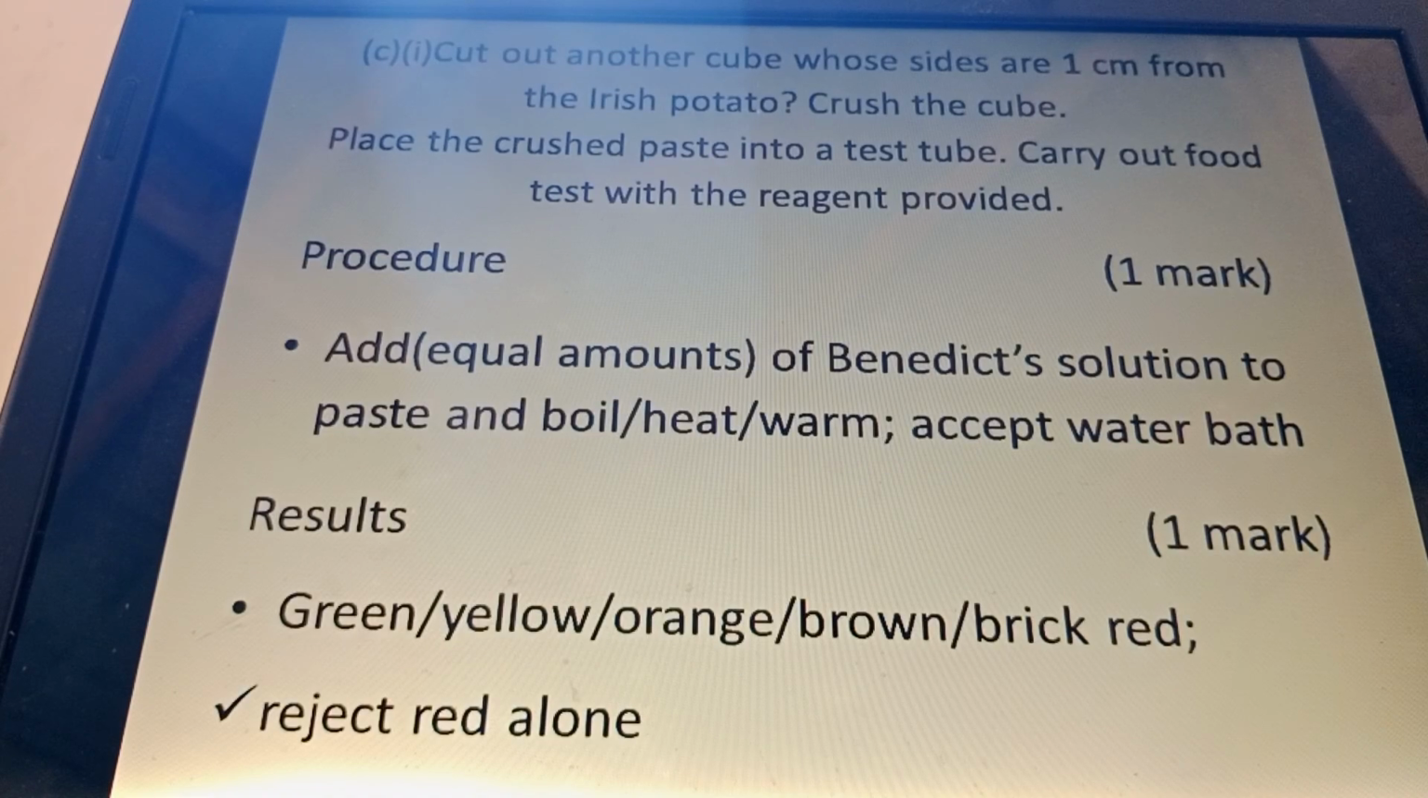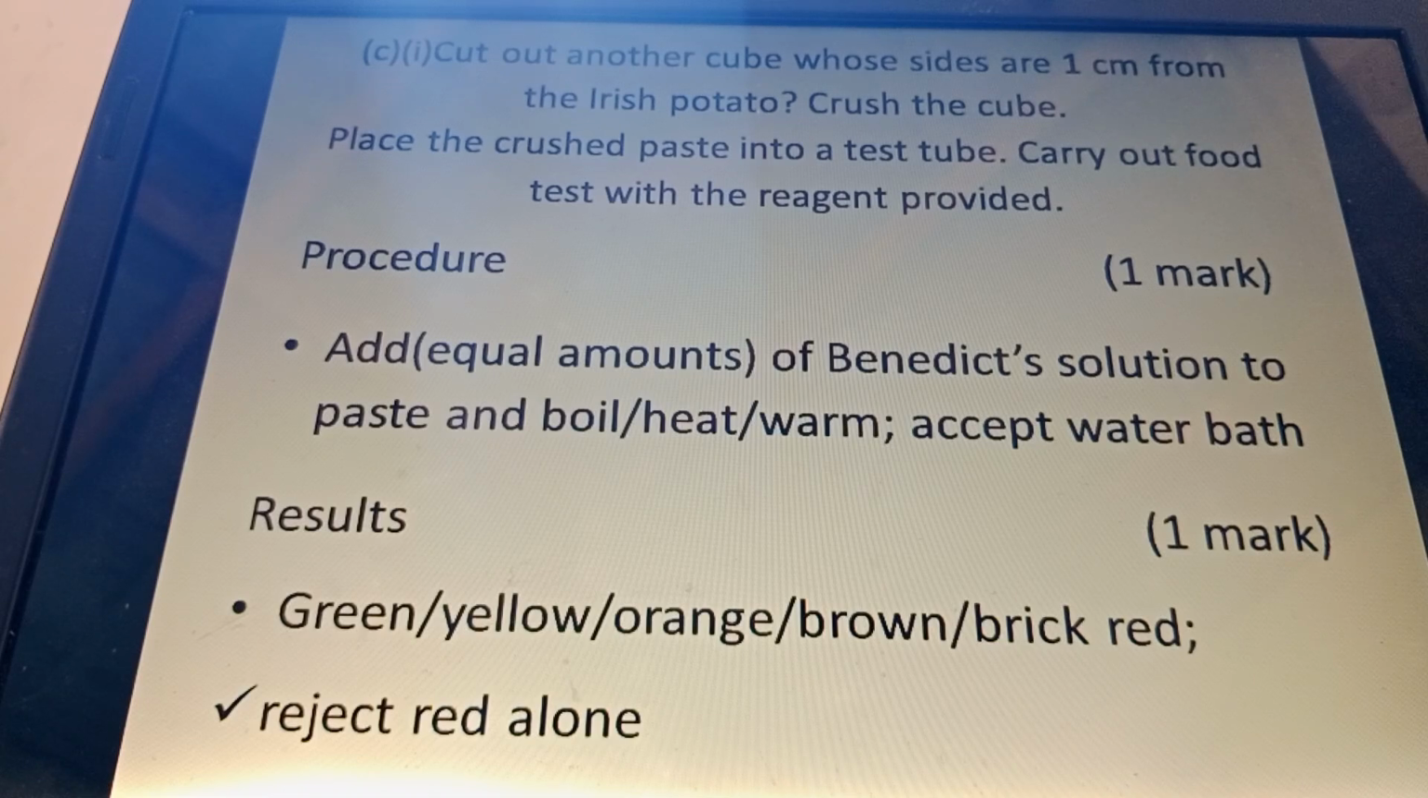Cut out another cube whose sides are 1 centimeter from the Irish potato. Crush the cube. Place the crushed paste into a test tube. Carry out food test with the reagent provided. Procedure: add equal amounts of Benedict solution to the paste and boil, or you heat, or you warm, except water bath. That is, you put them in a water bath. Add equal amount of Benedict solution to the paste and put them in a water bath. So you can also say that.